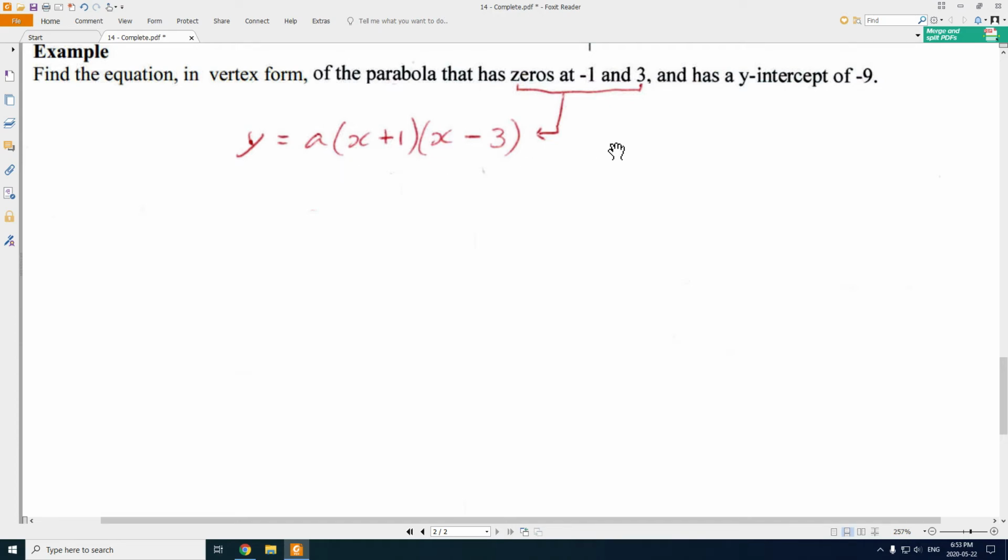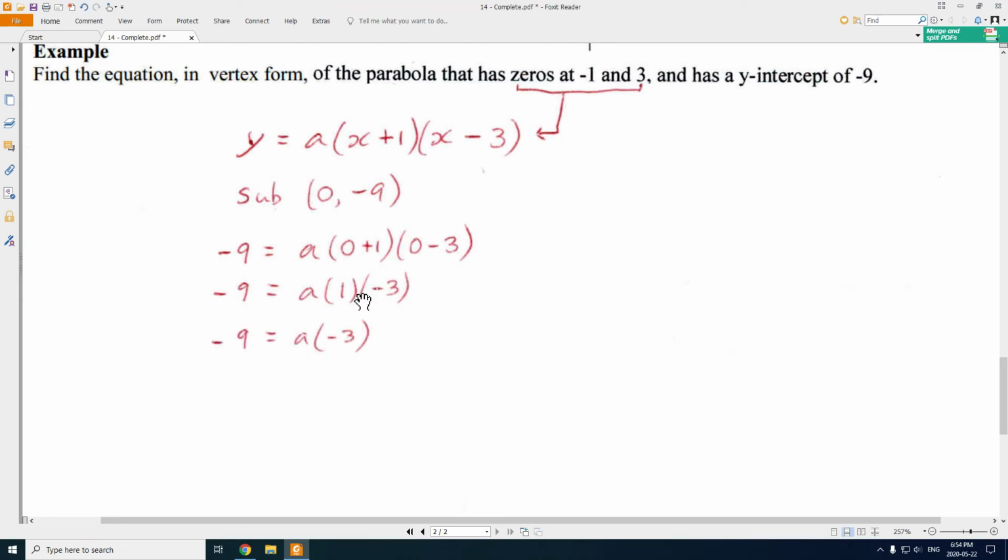We've done questions like these before. I know the y-intercept is -9, so I know that I could plug in 0, -9, because that's a valid point on my equation, on my parabola. So let's plug in that point and solve for a. Okay, replacing y with -9, replacing x with 0. Now we can solve this guy for a. Brackets first. 1 times -3 gives me a times -3. Dividing by -3, that gives me a is equal to 3.